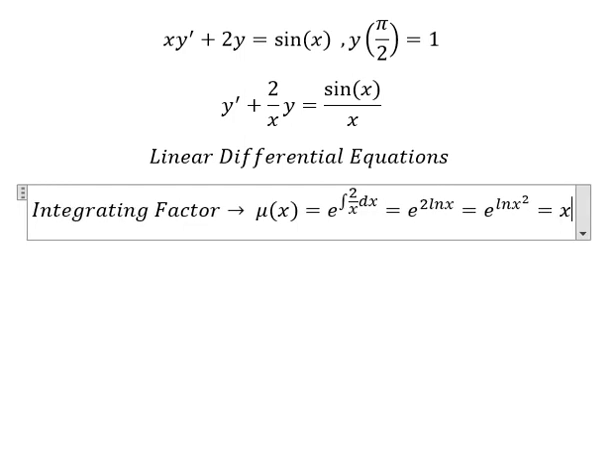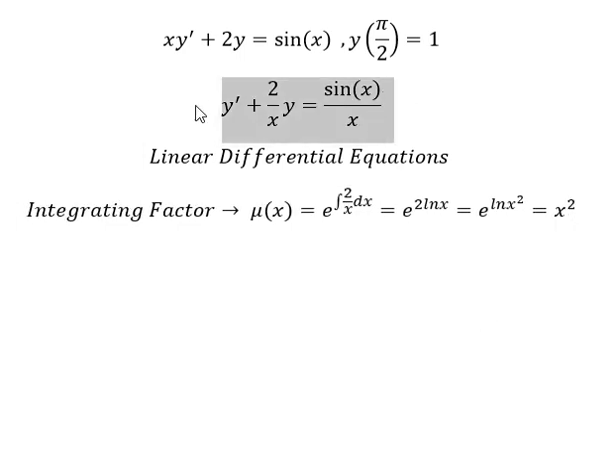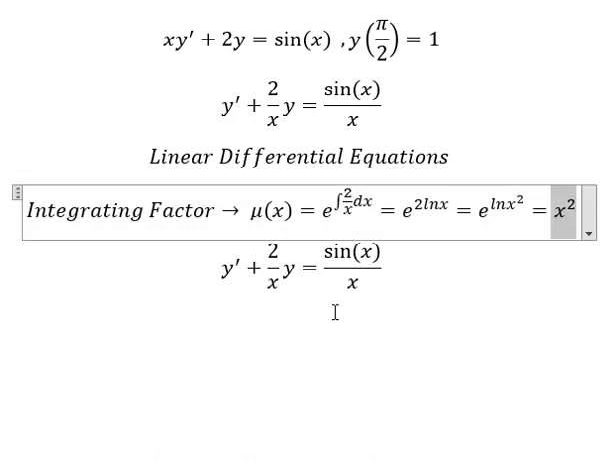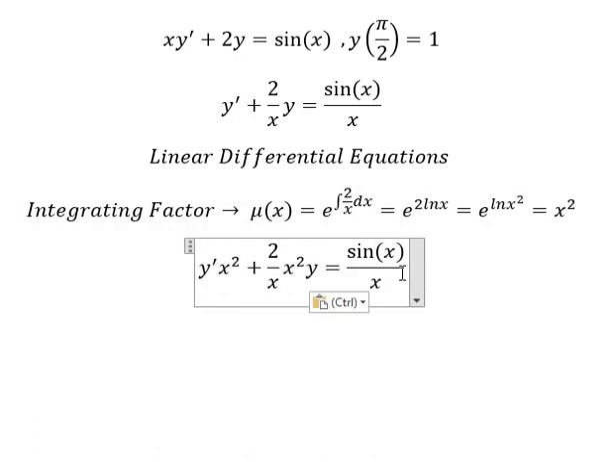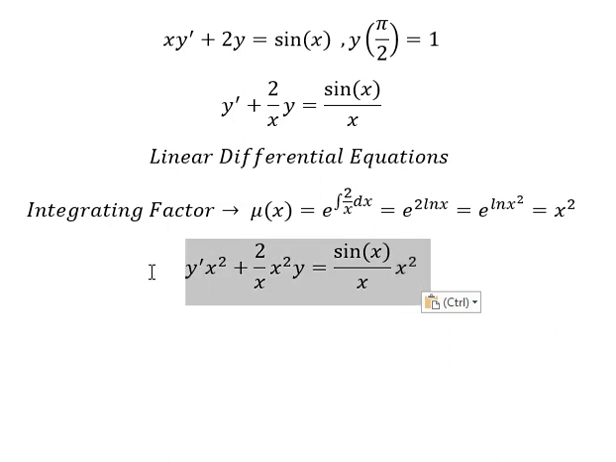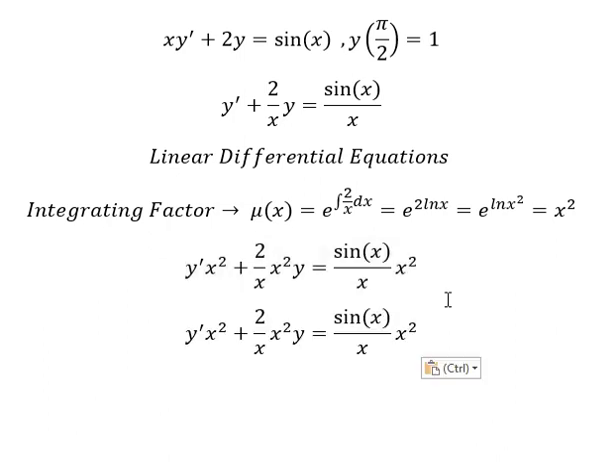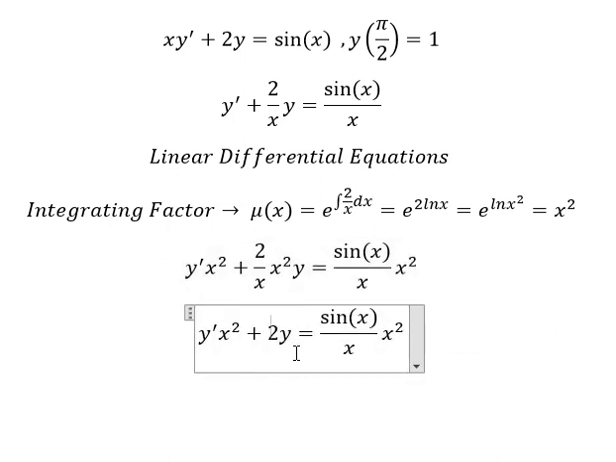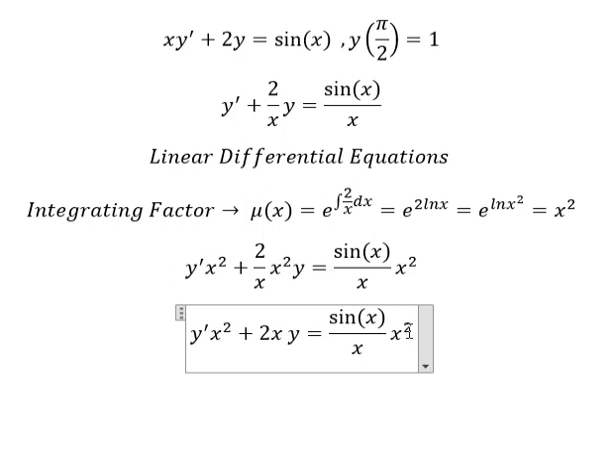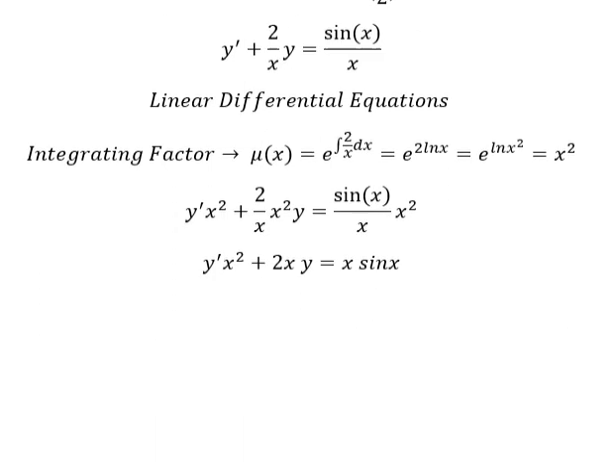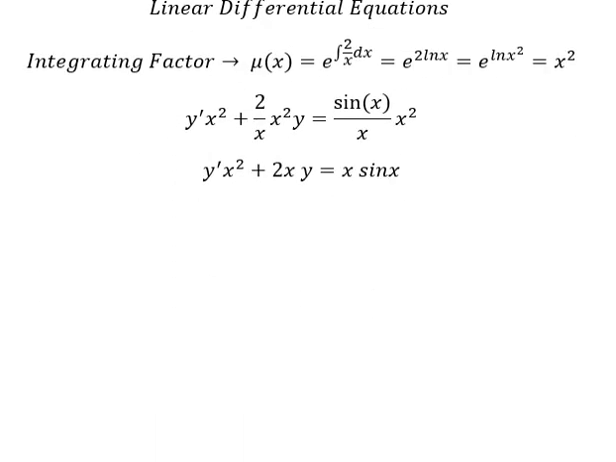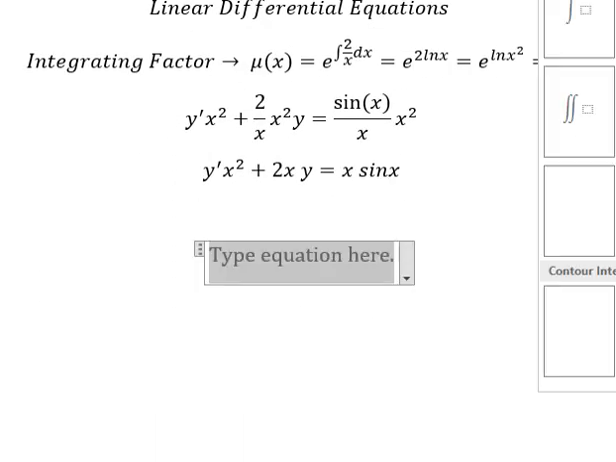And we have s squared. That means we need to multiply both sides by s squared. So this one we have 2s, and this one we have s sine s. Next, we put the integration on both sides.